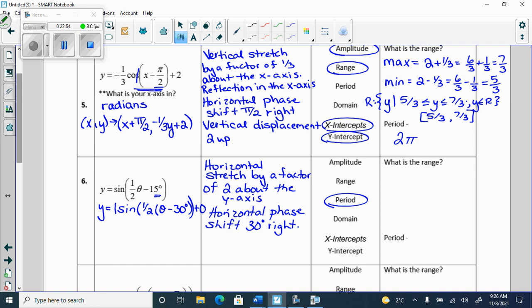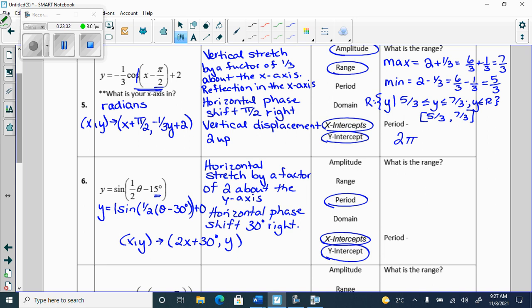X-intercepts? They're going to change because not only are we going to multiply all of our x's by 2, we're going to also move them 30 to the right, so they're going to change. And my y-intercept changes only because I multiply my x's by 2, which does nothing, but then I move them 30 to the right, so I just shift it right off the y-intercept. So it's going to change. My mapping is going to be x, y becomes 2x plus 30 degrees, y. Don't forget the degree symbol, or it's a radian.